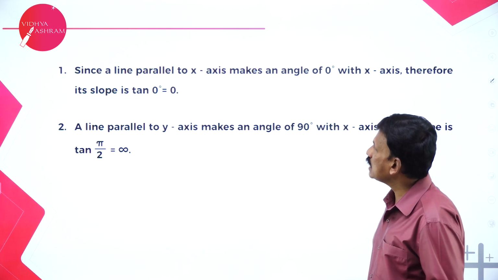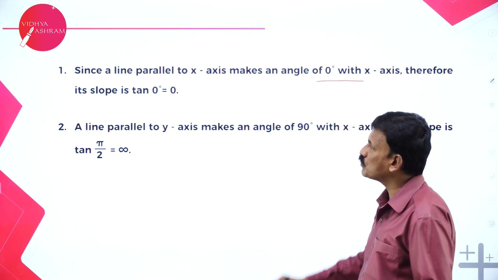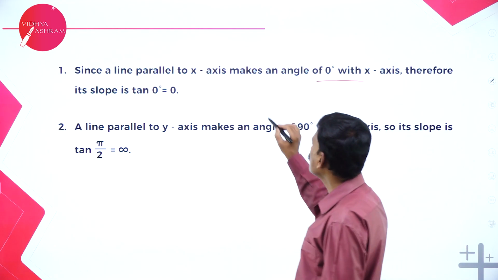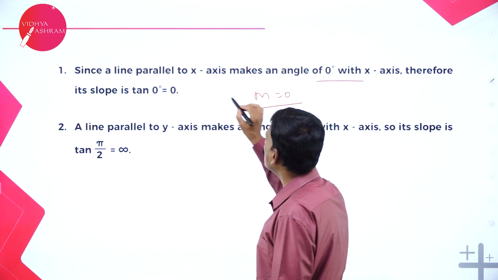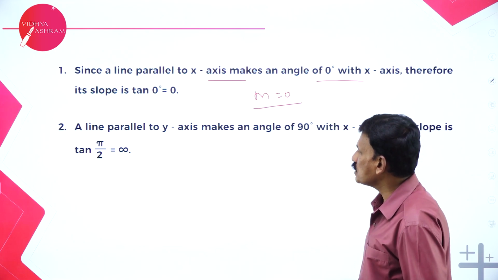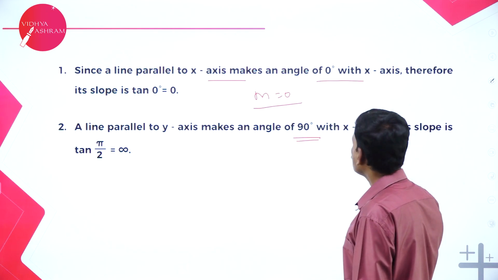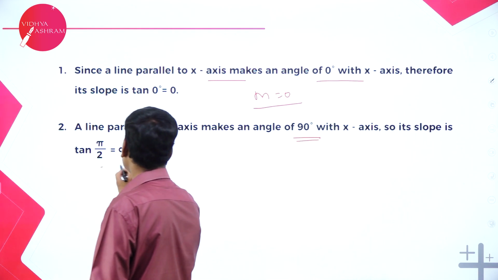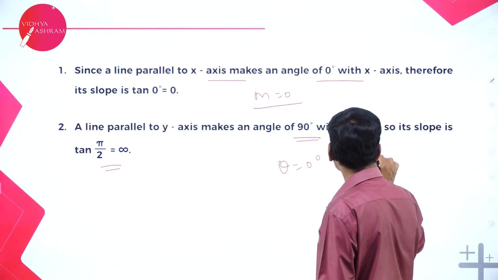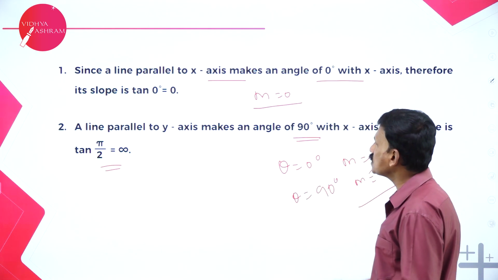Now, a line parallel to the x-axis makes an angle of 0 degrees with the x-axis, therefore the slope is tan theta. Tan of 0 degrees is equal to 0. So m is equal to 0, the slope of a line parallel to the x-axis. Now suppose a line is parallel to the y-axis, it makes an angle of theta equal to 90 degrees. So tan 90 is equal to infinity. If theta is equal to 0 degrees, then m is equal to 0. If theta is equal to 90 degrees, then m is infinite, which is not defined.